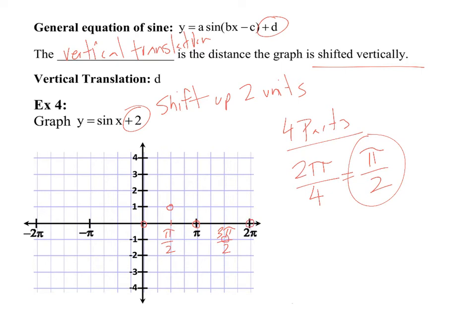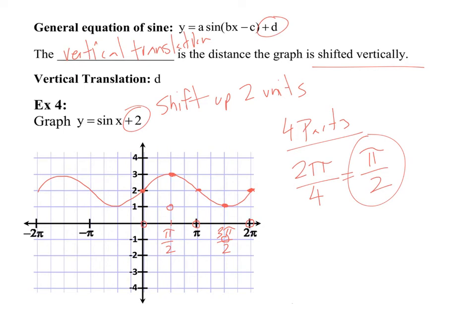Then I apply the shift. So I take the hollow circles and I move them up 2 units. And there's my graph now. I could go backwards and repeat the same pattern. And we're done with that one.